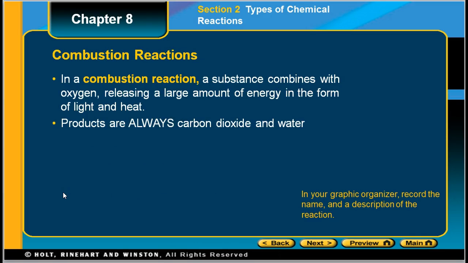All right, and our 5th type of reaction is a combustion reaction. A combustion reaction is very specific. It has oxygen, it has carbon, it has hydrogen. It always releases energy, and these products are always going to be carbon dioxide and water. You have to have both of them, and you can only have those 2 things. So if your products have those 2 substances and only those 2 substances, then it's a combustion reaction.